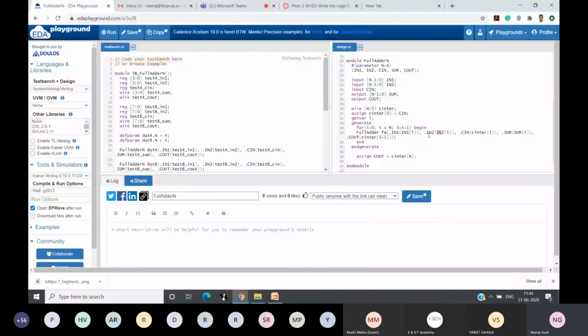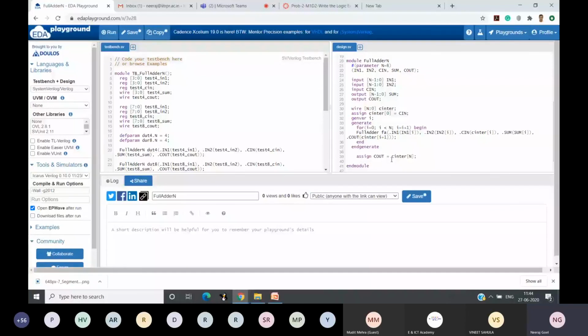So similarly, C in intermediate I, which is generated, which is consumed, and which is generated here. Because I have to make it generic, I will make C intermediate 0 as C in here, and in the end I will assign C intermediate n to my C out. So this is how I can create a generic module which can take a parameter.